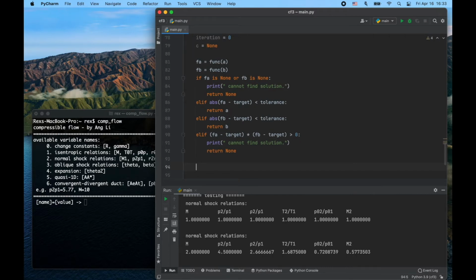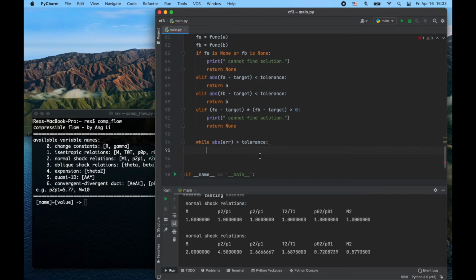So now we can begin our algorithm. While the absolute value of the error is larger than the tolerance, that means our value C is not close enough. So we update the C value to be in the middle of A and B.